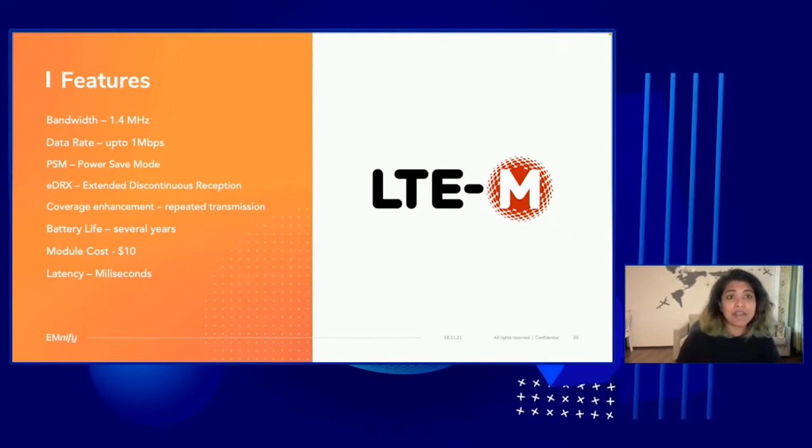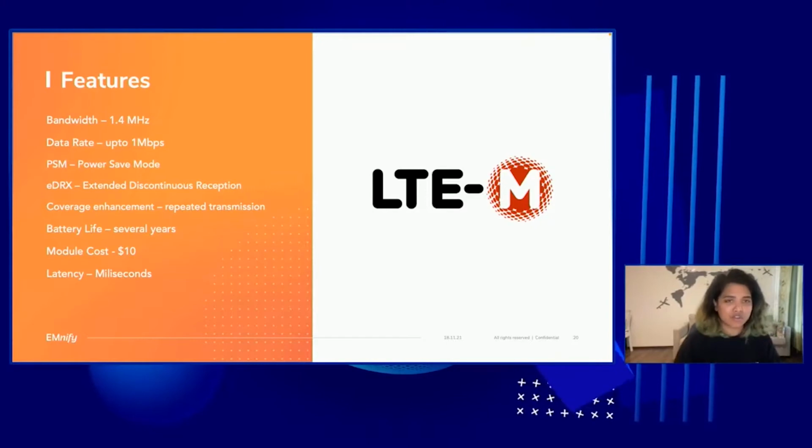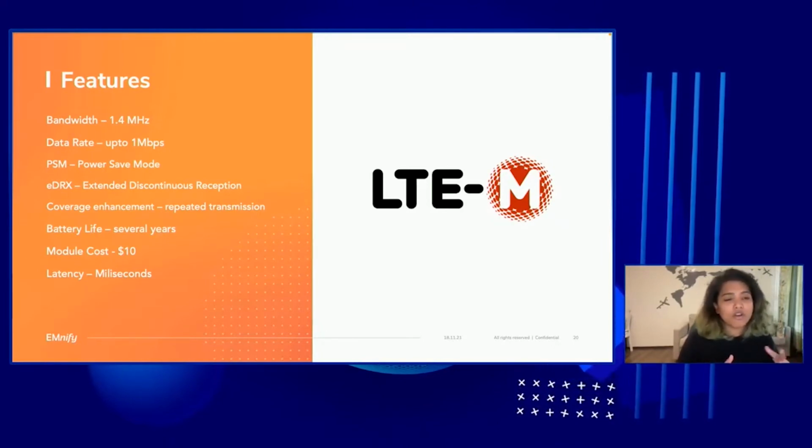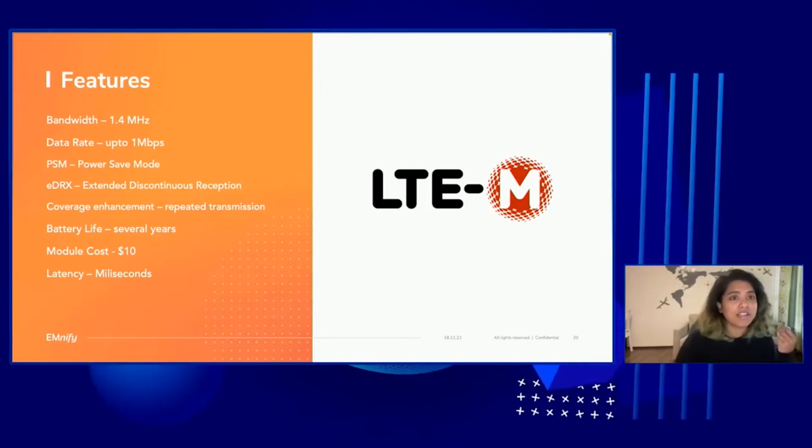And LTE-M, and also I'll talk about NB-IoT, LTE-M mainly piggybacks on the LTE infrastructure. So it uses the same infrastructure. So you don't have to buy or build a new base station. You don't have to build any more infrastructure. LTE-M can use the existing LTE infrastructure. You just need to connect. And because of the lower bandwidth, the component cost comes really down. And if ordered in sufficient quantities, you can get LTE-M modules for less than $10. So it reduces the cost of these devices tremendously.